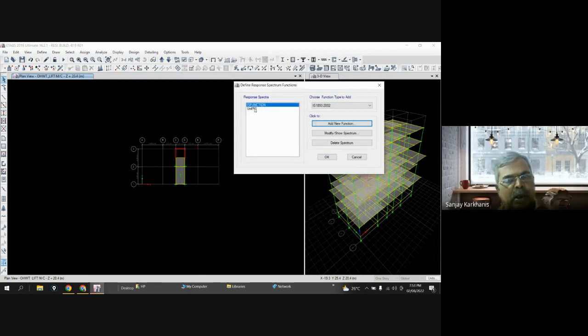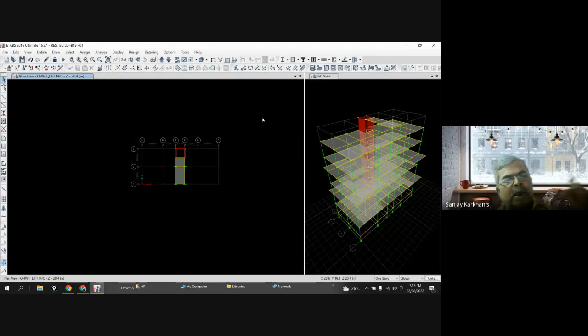And then you can delete this because now you don't need this and you don't know what is this. So better to delete it. But it cannot be deleted unless you will define one more function. Okay. So here now you have defined IS function, which you know, and you have defined it with 1893 codal provision. So the function is defined. Now this function is applied in X direction and in Y direction, right?